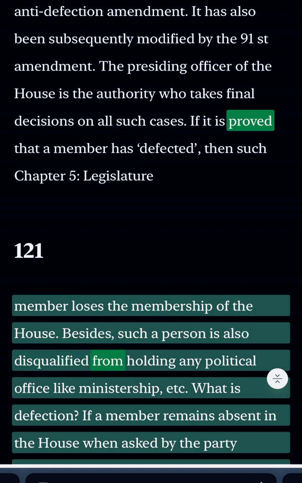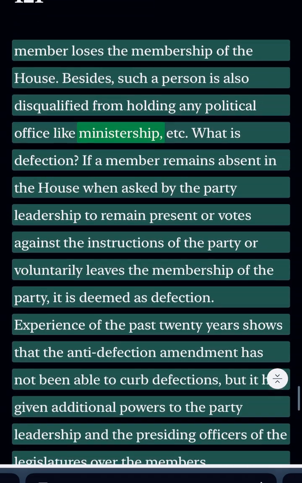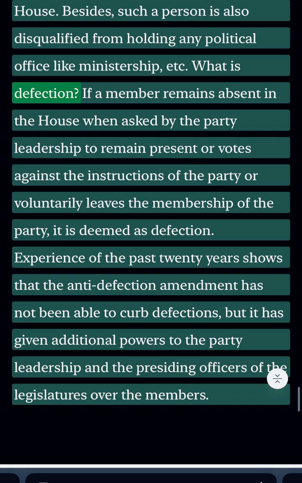Besides, such a person is also disqualified from holding any political office like ministership, etc. What is defection? If a member remains absent in the House when asked by the party leadership to remain present, or votes against the instructions of the party, or voluntarily leaves the membership of the party, it is deemed as defection. Experience of the past 20 years shows that the Anti-Defection Amendment has not been able to curb defections, but it has given additional powers to the party leadership and the presiding officers of the legislatures over the members.